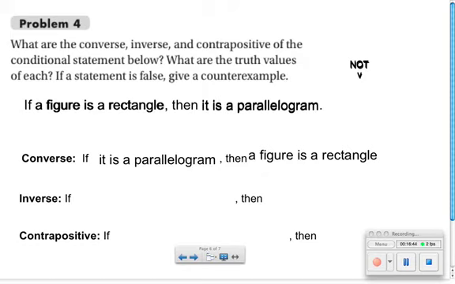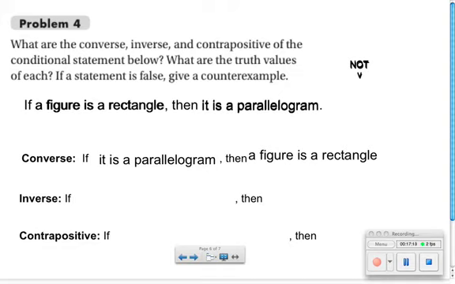Now the instructions did ask us to identify the truth value of the statement, so let's go ahead and talk about that. If it is a parallelogram, then a figure is a rectangle. Is that statement true or false? What do you think? If it is a parallelogram, then it is a rectangle. What do you think? Is that true or false? False. It is false.